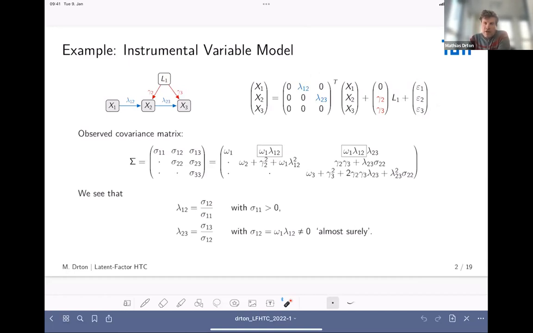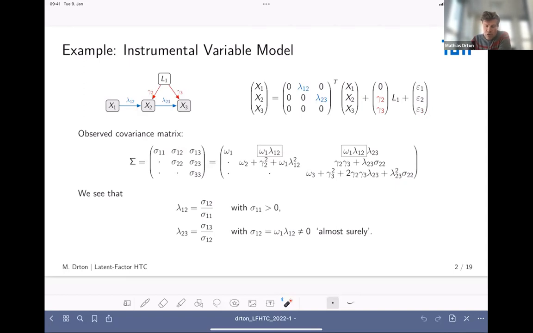And then I can go ahead and calculate by elementary means what the covariance matrix is for the three variables x1, x2, x3. And so I'm calculating some 3x3 matrix, and you see that the entries are polynomials in these edge coefficients, as well as the variances omega 1, omega 2, omega 3 that I have for these errors. And when you inspect these polynomial expressions, you observe that indeed I can recover these blue edges very easily.